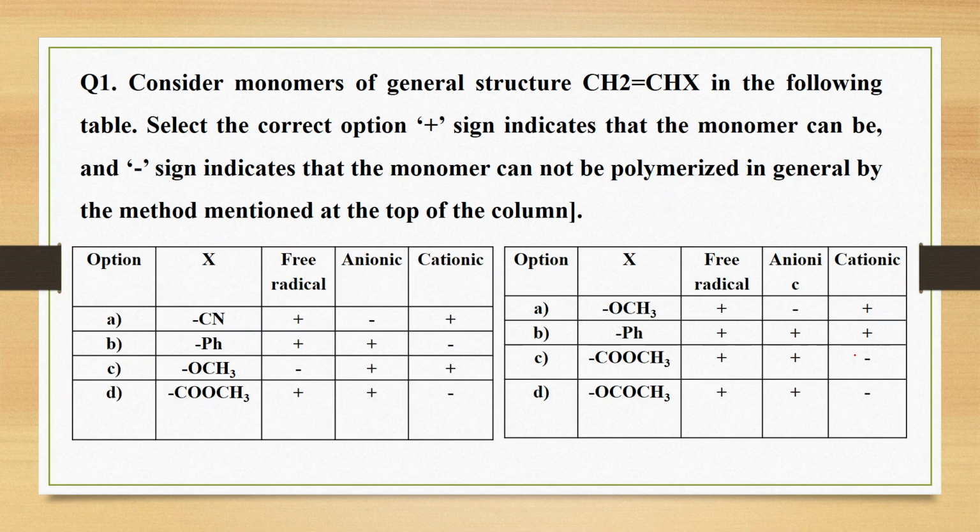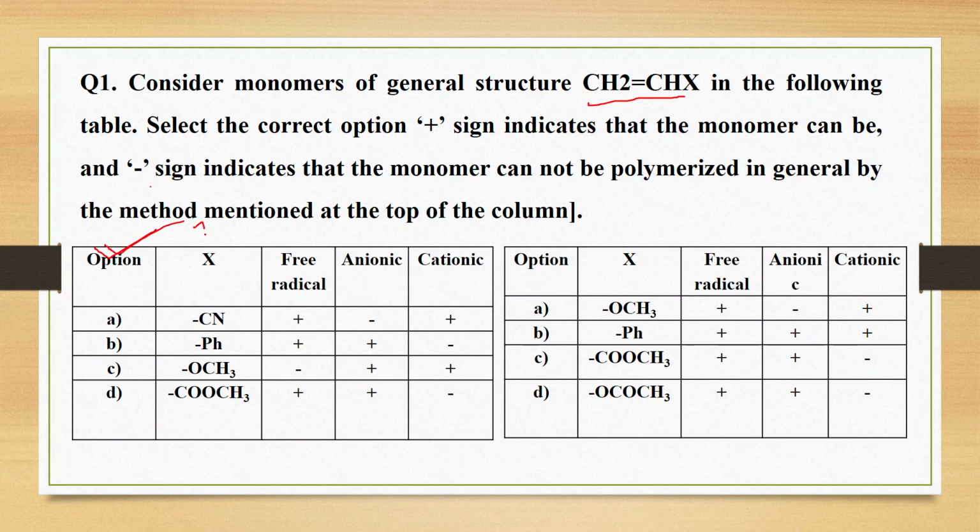So this is the first question from the week 3 lecture materials. It states: consider monomers of general structure CH2 double bond CHX in the following table. Positive means that the monomer can be polymerized by this pathway. I mean, if positive is written under free radical, that means it can be polymerized by this pathway. And if it is written negative, that means it can't be polymerized by this pathway. So you have to choose the correct option from both these tables.